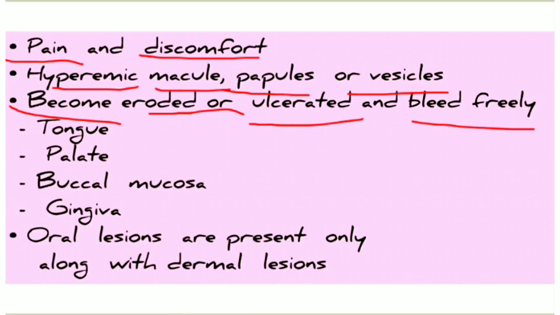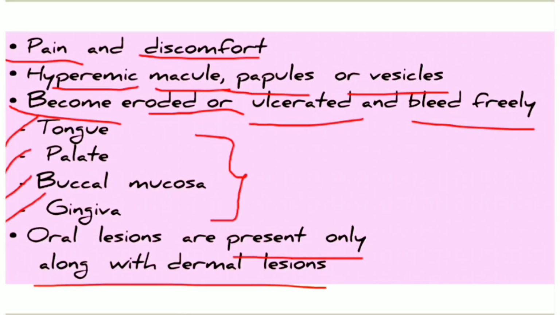So sometimes it becomes eroded, that is, the surface of the skin is not present, they become eroded and undergo ulceration, and sometimes bleeding can also occur from that ulcerated part. And usually involved organs are tongue, palate, buccal mucosa and gingiva. So these are the common sites of the oral cavity that can be involved in this erythema multiforme. So oral lesions are present along with the dermal lesions. Oral lesions are never going to occur alone, they will always be associated with dermal lesions.